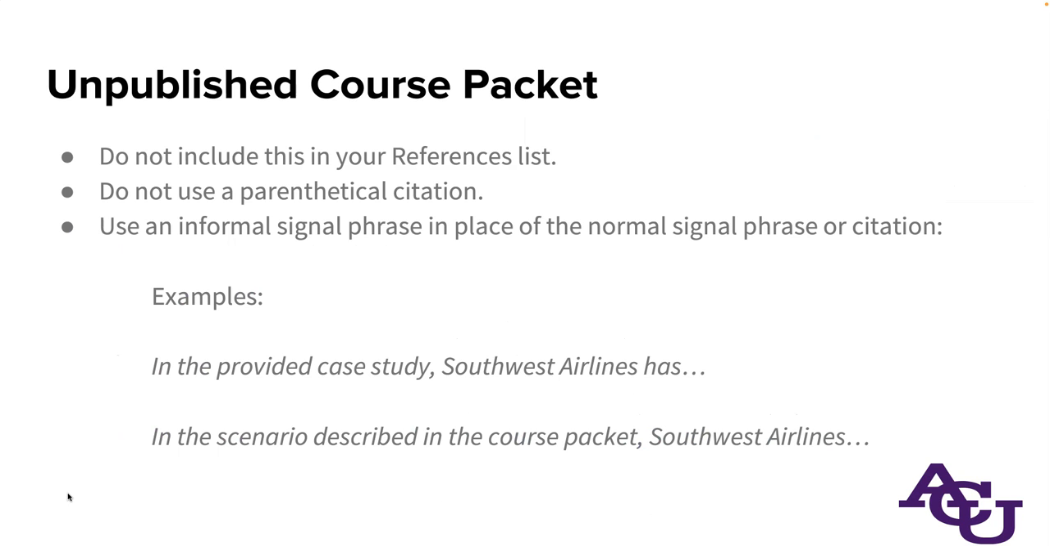Now, that unpublished course packet, because it is by APA standards considered an unpublished thing, don't include it in the references list, and don't put in a parenthetical citation. Instead, you just want to refer to it clearly but informally with something like, in the provided case study, Southwest Airlines has blah blah blah, or in the scenario described in the course packet, Southwest Airlines. And so a reader knows where that information is found, but since it's not a publicly accessible resource, we don't include the formal parenthetical citations and reference entry that goes with that.